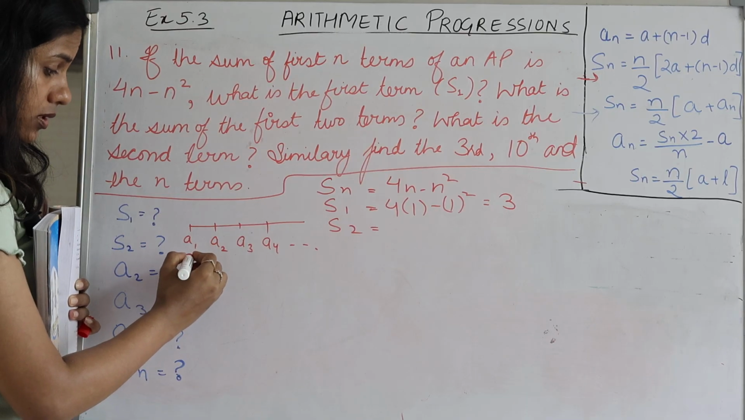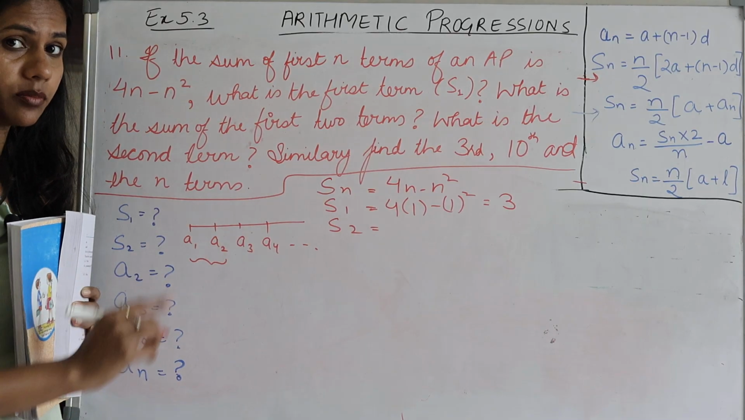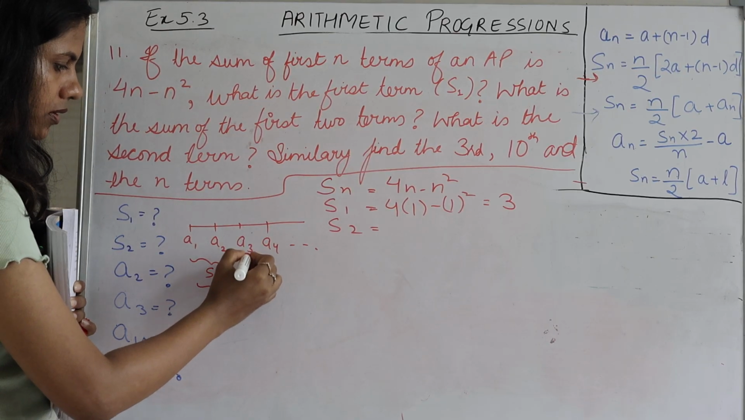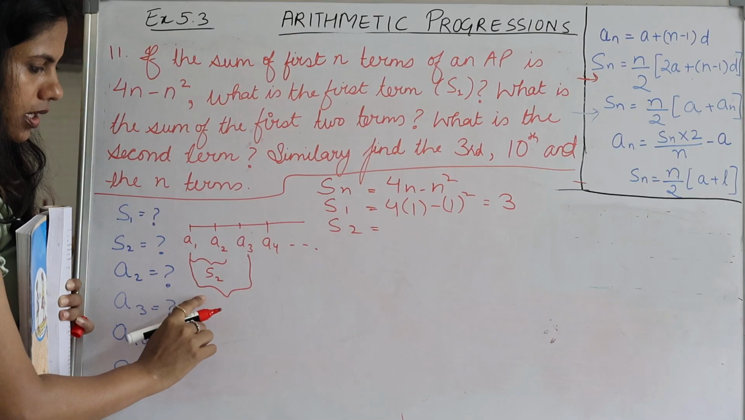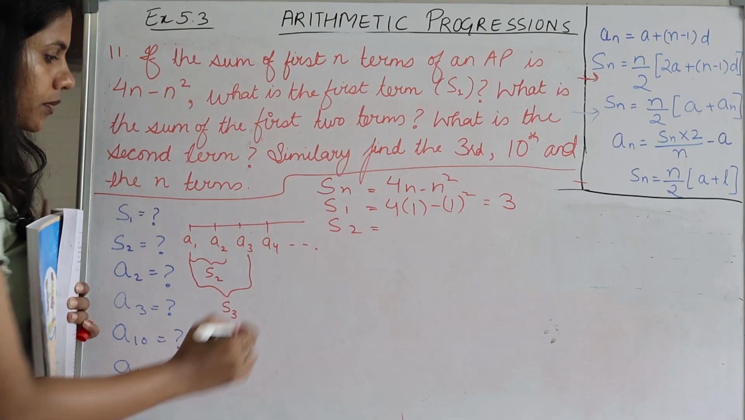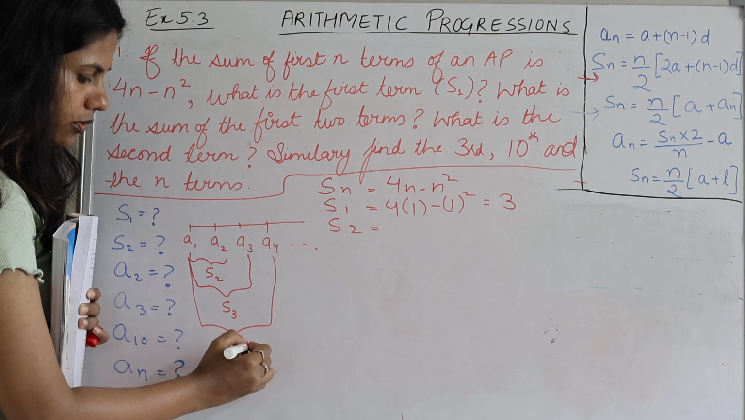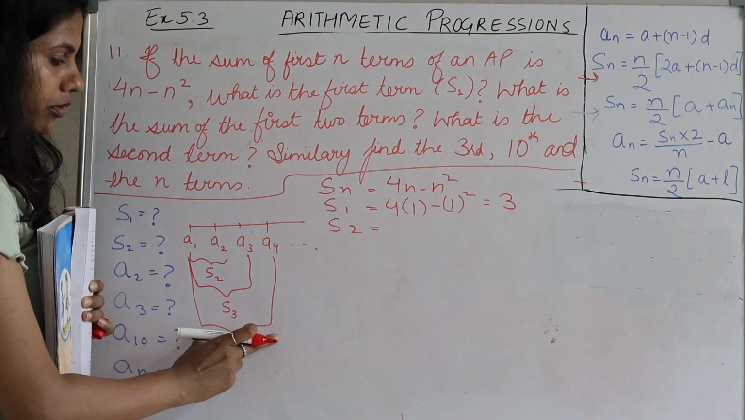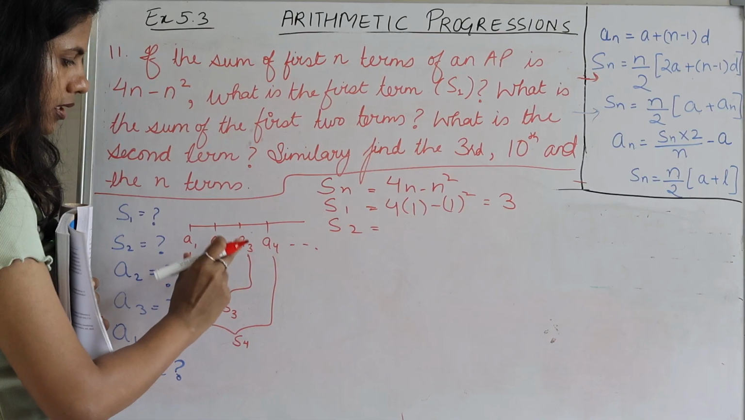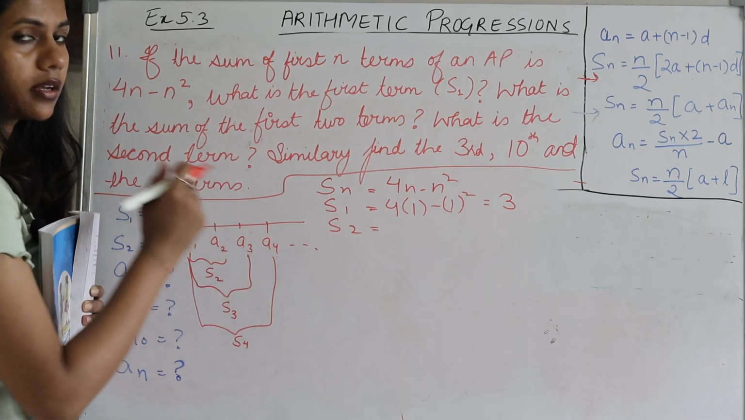The sum of the first two terms will be S2. The sum of A1 till A3 will be called S3. In the same way, A1 till A4 will be called S4. So if I tell you S4 is X and S3 is Y, how will you find out A4 then?